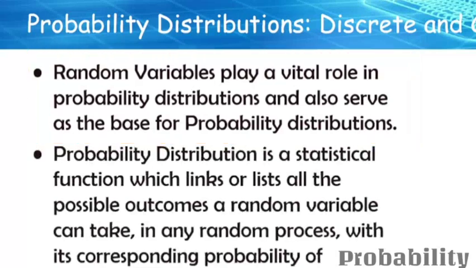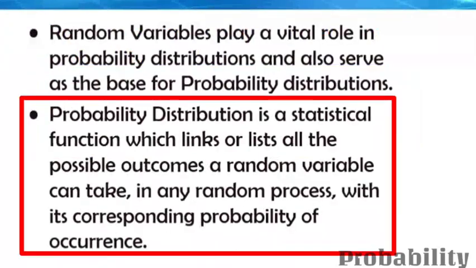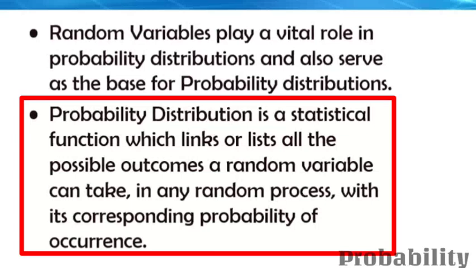A probability distribution is a statistical function which links or lists all the possible outcomes a random variable can take in a random process, along with the corresponding probability of occurrence.